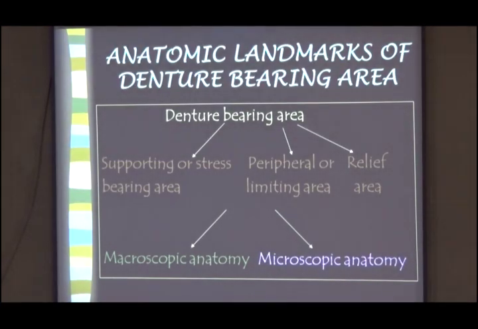So basically the denture bearing area will always be divided into support areas or stress bearing areas, peripheral areas or limiting areas, and relief areas. In all these three, you can again divide it into macroscopic anatomy and microscopic anatomy. Stress bearing areas are areas where you can apply pressure. Limiting areas or peripheral areas are along the border of your denture, and relief areas are areas where you cannot apply pressure.